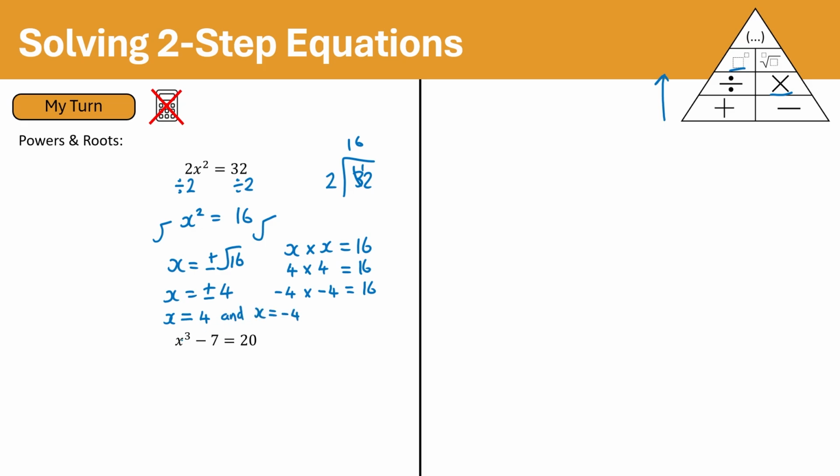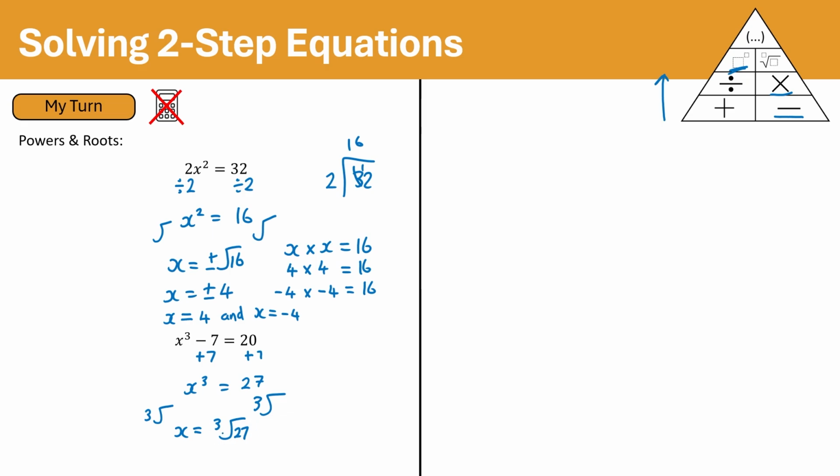In my next example, I've got x cubed subtract 7 is equal to 20. Coming across to my order of operations and working my way back up, I want to undo my subtraction before I undo my cubing. The inverse of subtracting 7 is adding 7, so I'll do that to both sides. On the left, that'll leave me with x cubed, and on the right, 20 add 7 is 27. I'm doing x cubed, so I want to undo that. That means I'll take the cube root of both sides. So x is going to be equal to the cube root of 27.